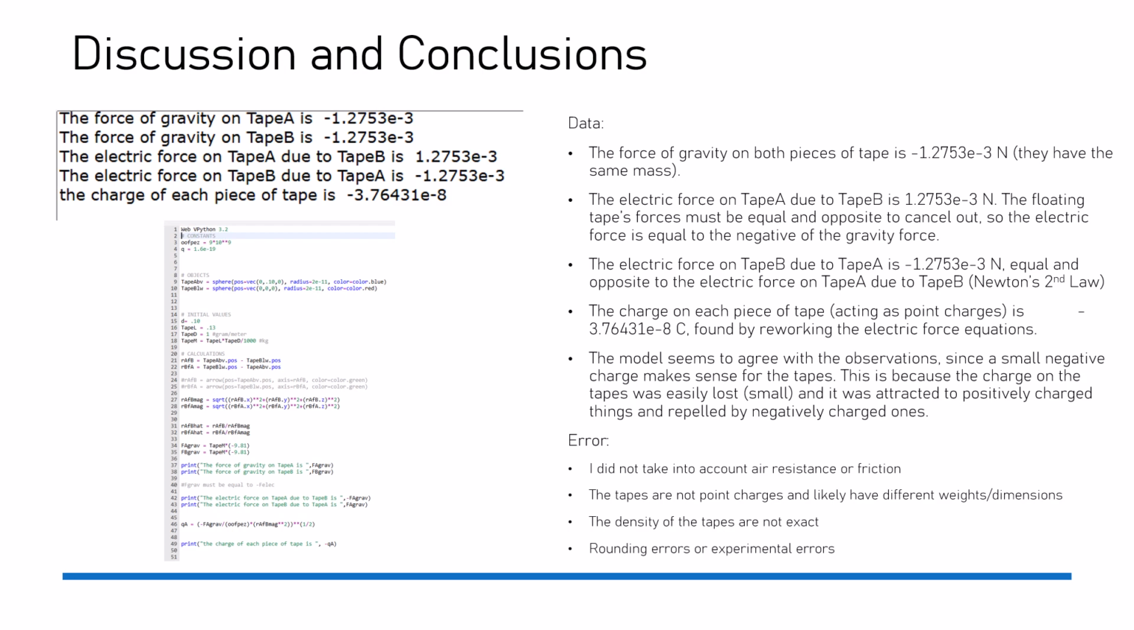So possible sources of error were that I didn't take into account air resistance or friction. The tapes aren't point charges and likely have different weights and dimensions. The density of the tapes is probably not exact, and there could be rounding errors or experimental errors.